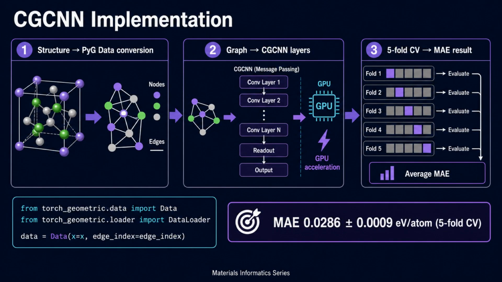For CGCNN implementation, we convert each structure to PyTorch Geometric data objects. Atoms become nodes with one-hot encoded atomic numbers, and edges use Gaussian expanded distances. We train a multi-layer CGCNN for sufficient epochs on each fold. The result is better predictive performance than random forest. Note that GPU acceleration significantly reduces training time.